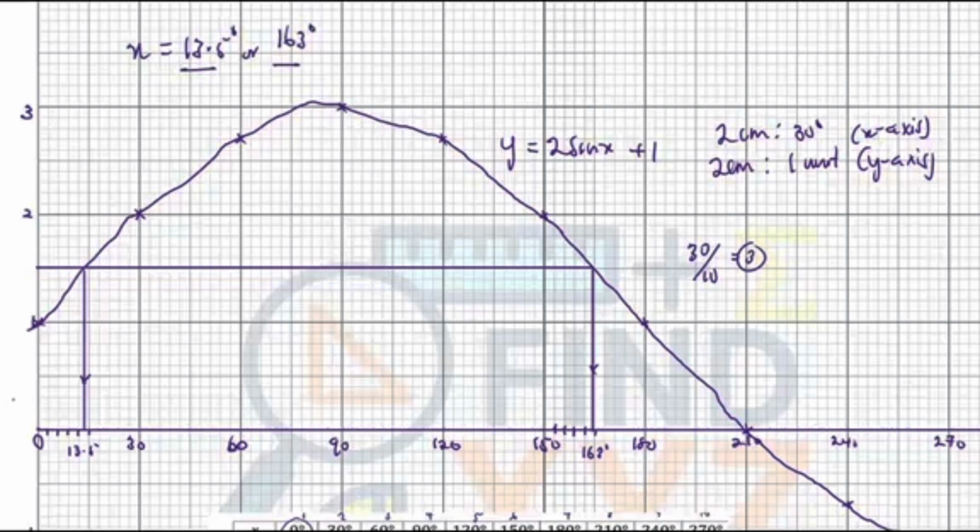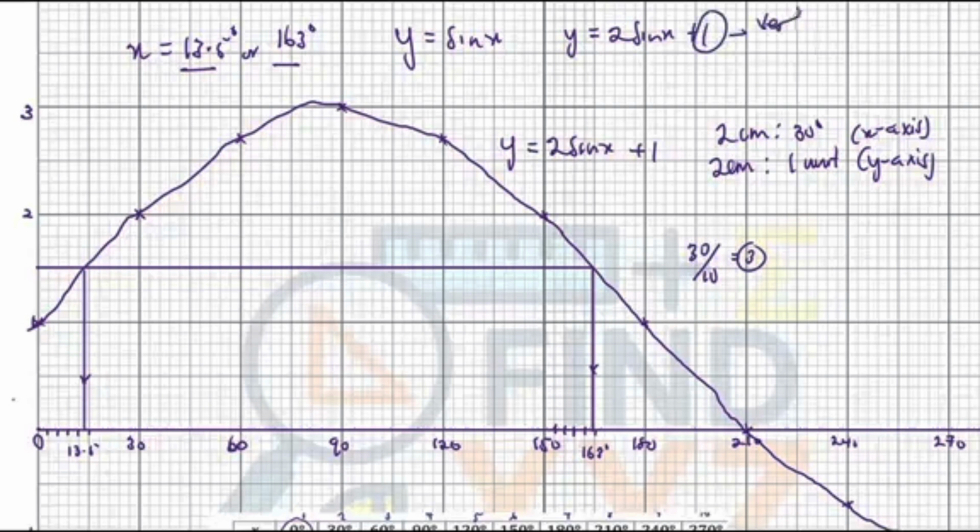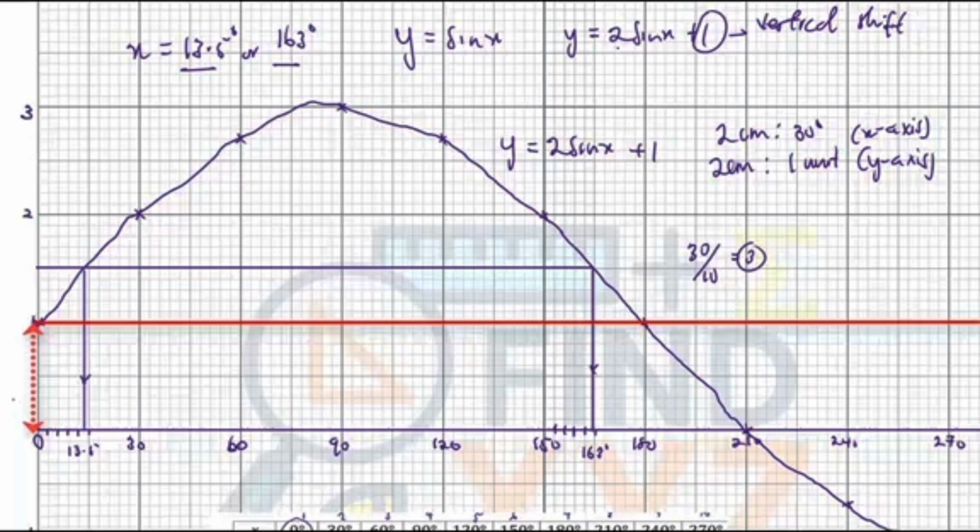Before we sign off, let's analyze this curve. You realize that when we write y is equal to sine x, sine will begin from 0. However, we have y is equal to 2 sine x plus 1. Now this 1 is known as the vertical shift. It means that this graph will shift upwards. You realize I have shifted upwards 1 unit, right? Then this 2 is known as the amplitude.